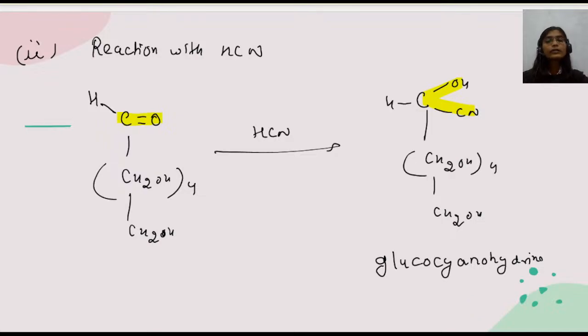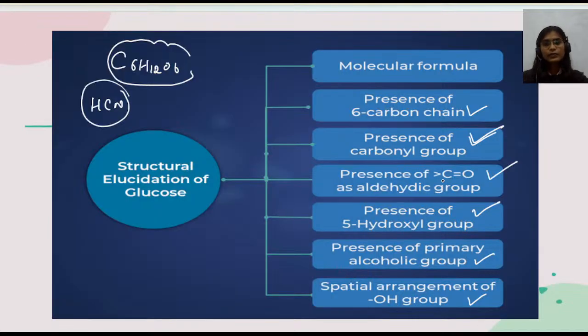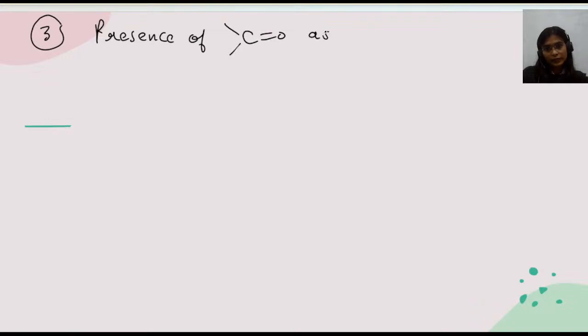Now let's see the third point, that is the presence of the aldehyde group. Let's go back again. The third point, the presence of CO as an aldehyde. How to prove that it's an aldehyde there? Let's talk about that point as well: how to check whether it is aldehyde or ketone or what. So let's discuss this.